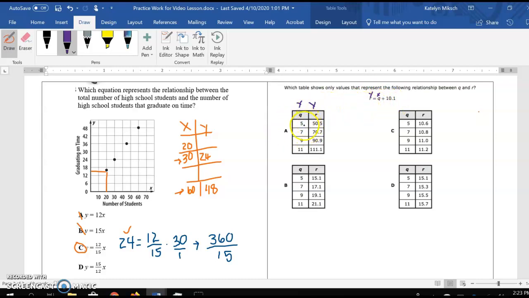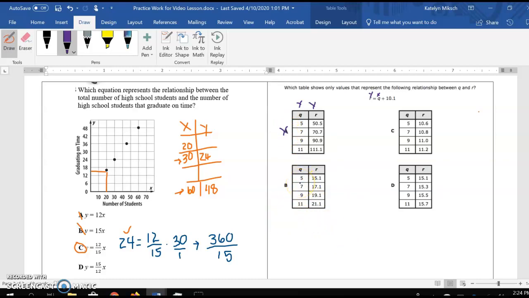So looking at A, we would take 5, add 10.1 to it to get our R, or our output. 5 plus 10.1, is that going to give me 50.5? I can just estimate really quickly. 10.1 is close to 10. 5 plus 10 gives me 15. So that does not make any sense that I would start with 5, add 10.1, and get 50 as an answer. Let's look at choice B.